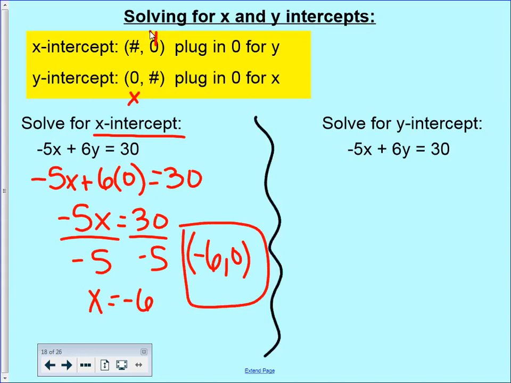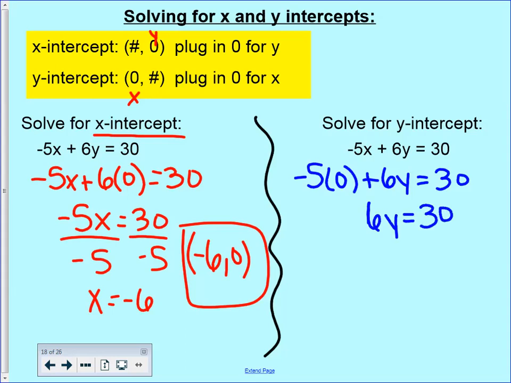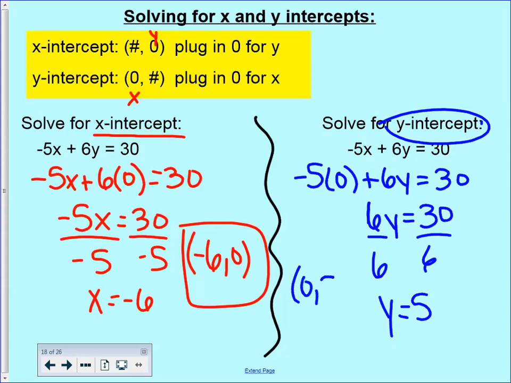Now let's learn about the y-intercept. The y-intercept is just like that as well, except now I need to plug in my 0 for my x. So negative 5 times 0 plus 6y equals 30. Notice when I plug my 0 in, the only letter that's left is the letter of the intercept that I'm solving for. Divide both sides by 6, and you get y equals 5. So my y-intercept is (0, 5). That's all you need to do, everybody, to get your x and y-intercept when you're given an equation.